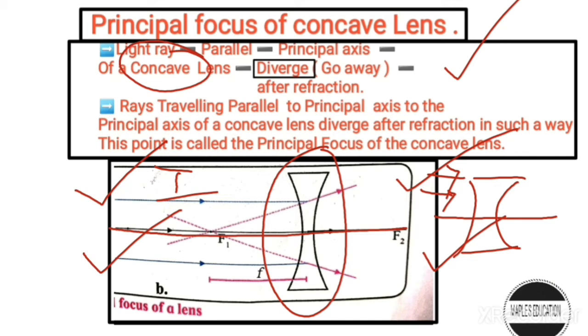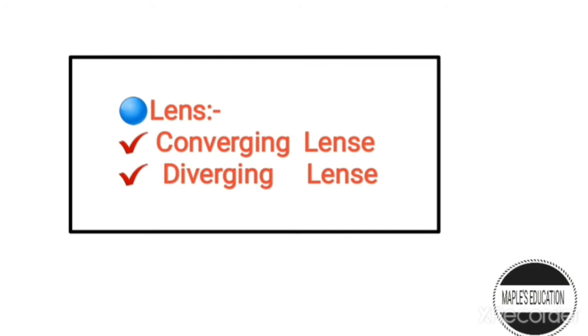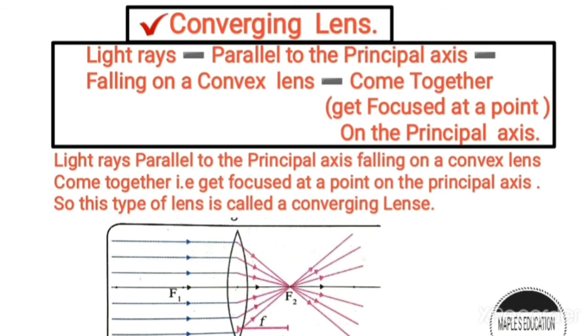Now what happens when these light rays fall on my concave lens? You can see they diverge. You can see they have got separated, right? So this is called the principal focus of the concave lens. Now let us move to the next part, that is we are going to study what is a converging lens and what is a diverging lens. Before we study this, let us first discuss each in detail.